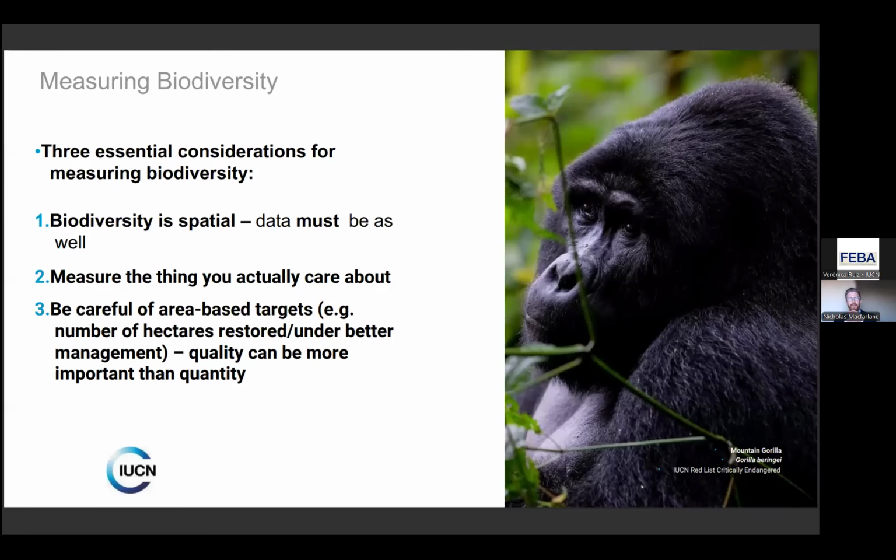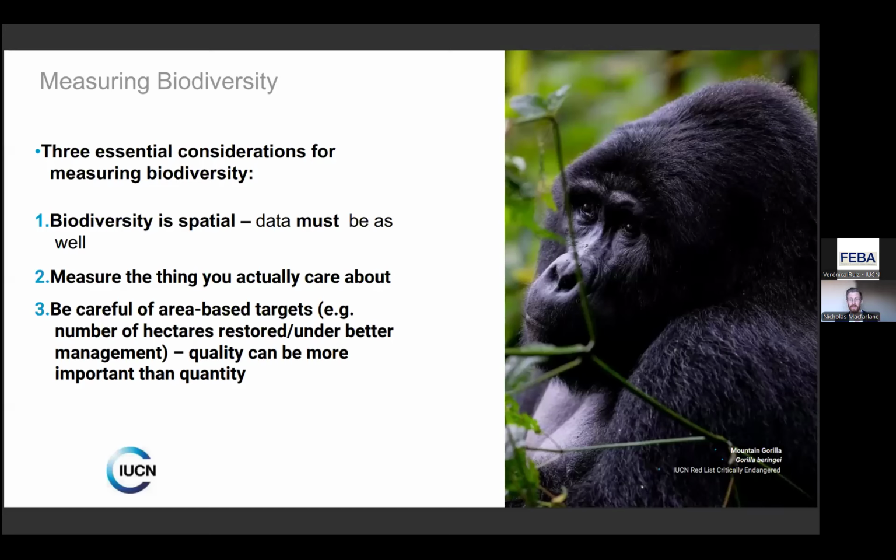If you remember nothing else from this whole webinar, hold on to this slide here. Biodiversity is spatial. A square kilometer of Ottawa is very, very different than a square kilometer of the Congo Basin rainforest. Second, measure the thing that you actually care about. You can't measure carbon sequestration or the color green and assume that what you're getting at is biodiversity.